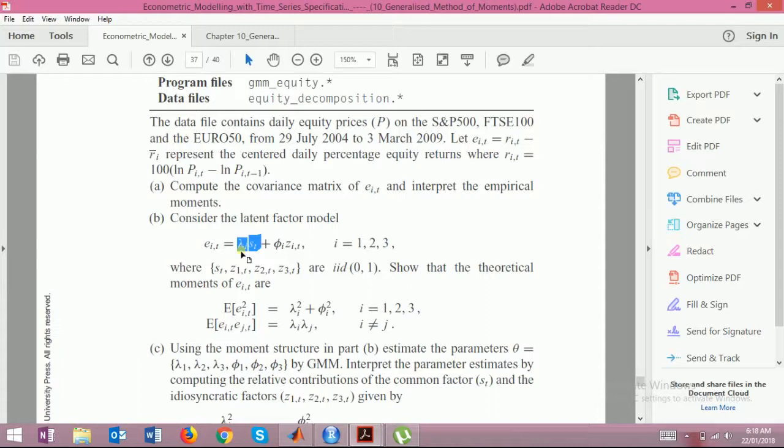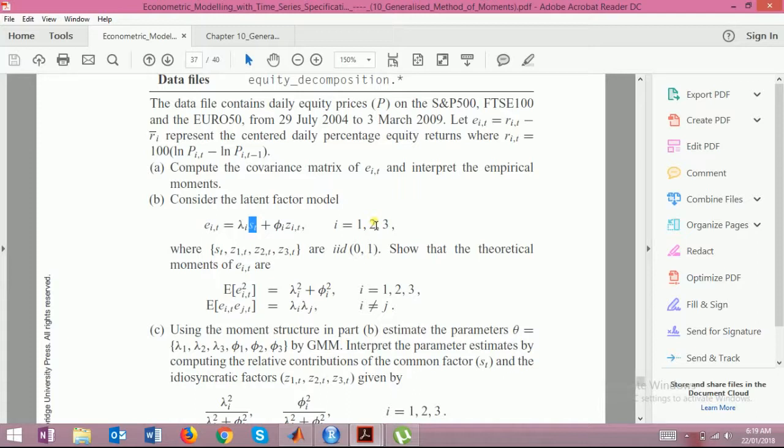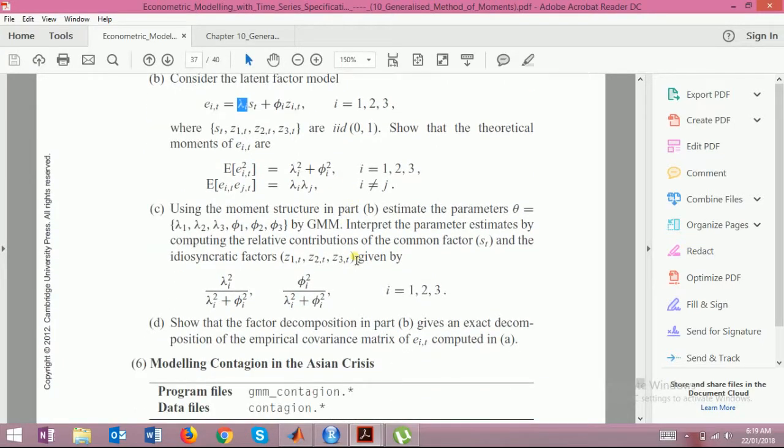Here s_t, z_1t, z_2t, z_3t are IID with zero mean and unit variance. The theoretical moments are lambda_i squared plus phi_i squared for the variance, and lambda_i lambda_j for the covariance, where i is not equal to j. There will be loops in this, as I can see. So s here is not directly located anywhere. But in the process of estimating e with the help of z, which is the combination of all the elements, we basically retrieve s and lambda. Here s is the latent factor, and lambda_i is the factor loading.